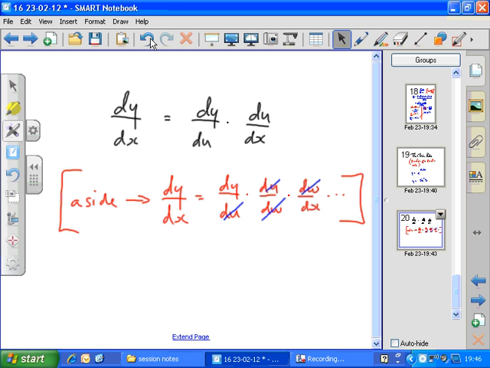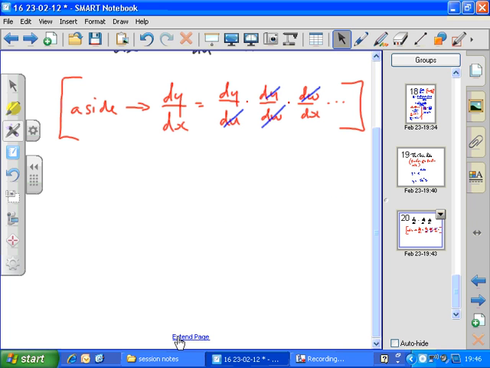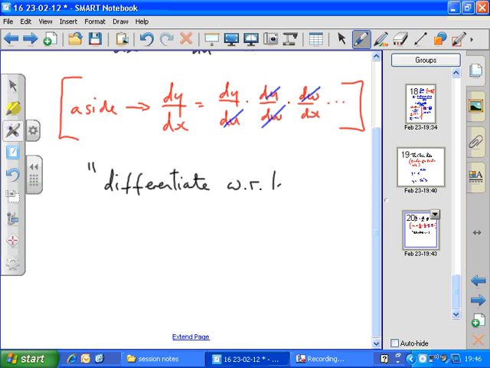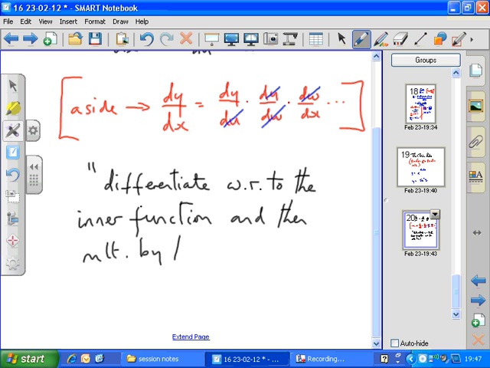Okay, so that's the function of a function rule. And what you're actually doing is, in words, differentiate with respect to, and that's a common abbreviation, sometimes even WRT, with respect to, as we say so often in calculus, differentiate something with respect to the inner function, and then multiply that by the differential of the inner function.